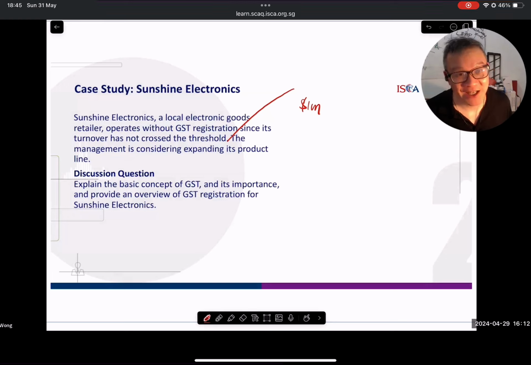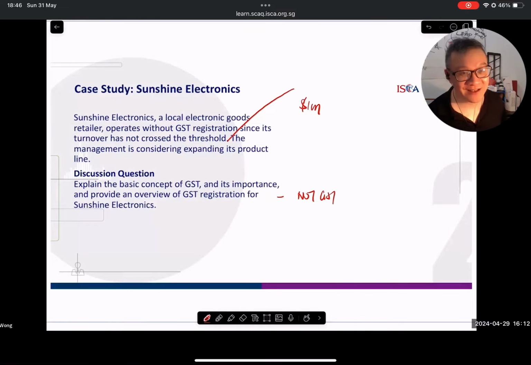So what is GST actually? GST is a consumption tax imposed on local consumption of goods and services, plus import of goods into Singapore. This is the basic definition of GST. The importance of GST, like I said in the previous slide, is to provide a decent size of revenue collection for Singapore so that the government has money to spend on public programs and infrastructure projects for the next generation, as you can tell.